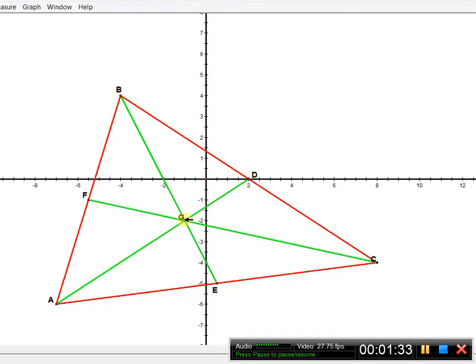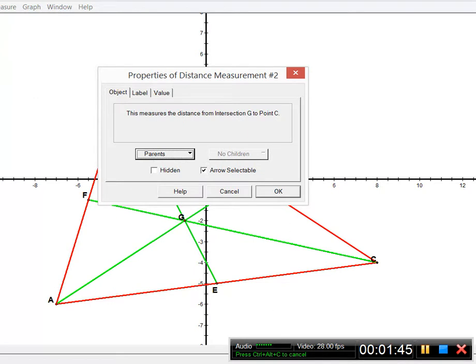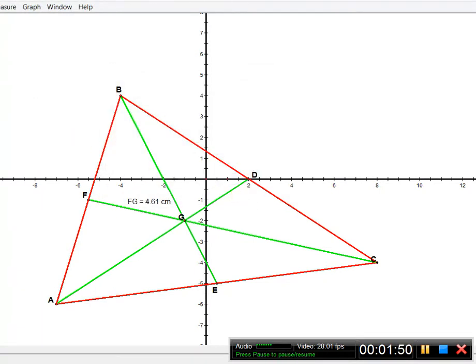The centroid also divides each of these medians in a 2-to-1 ratio. So if I take the measurement of one of these parts, FG is 4.61, and I double that, I get 9.22. And that's the measure of GC. So the short part of the median is half the length of the long part of the median when you're talking about how it's divided by the centroid. Okay. Let me get rid of these.